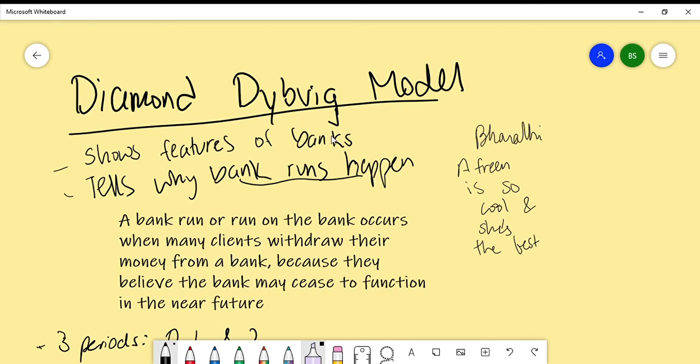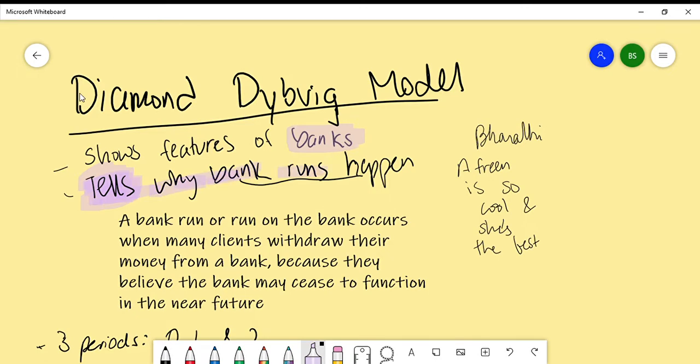Okay, so now we are doing this thing called the Diamond-Dybvig model. Basically, this is a model. This is not an unemployment model. This shows the features of banks, like banks and money. And one thing that it's supposed to explain, oh, actually, it does. I get it now. It explains why bank runs happen.